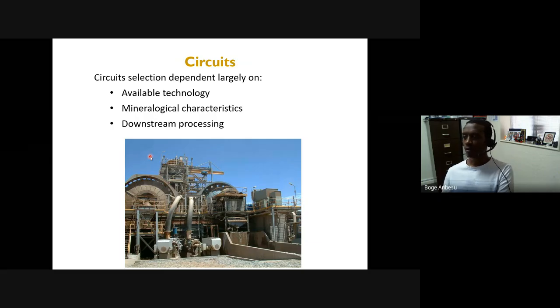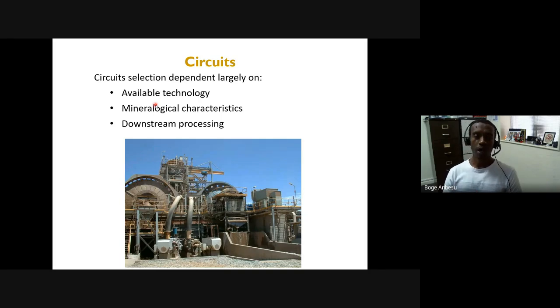Okay, so in terms of what kind of circuits we use for crushing and grinding or in combination, depends on what you have available, obviously, whether you can afford it or not, but critically also on mineral characteristics. So what kind of ore do I have? What's the liberation required? What's the hardness of the rock? And so on. So mineralogical characteristics are very critical in designing circuits for comminution.